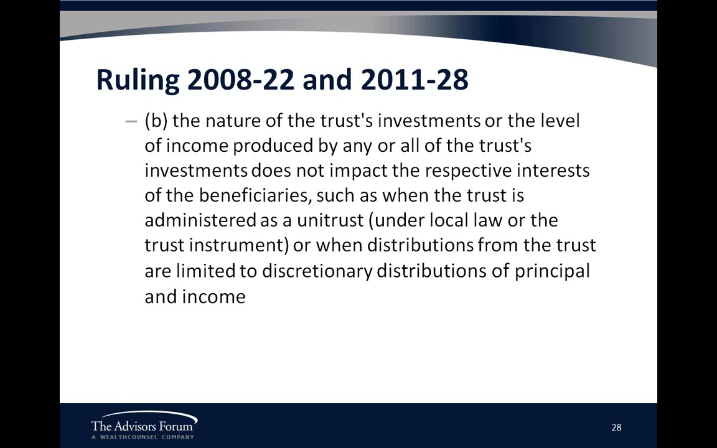And then the last sentence is what we see all the time. Trusts, when distributions from the trust are limited to discretionary distributions of principal and income. So, pretty much we have all this covered in our documents.